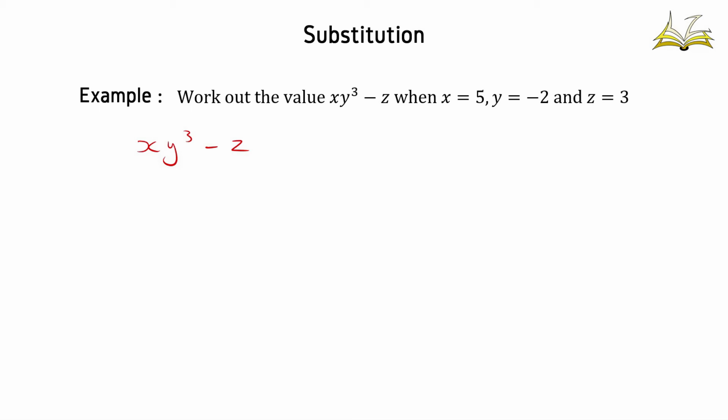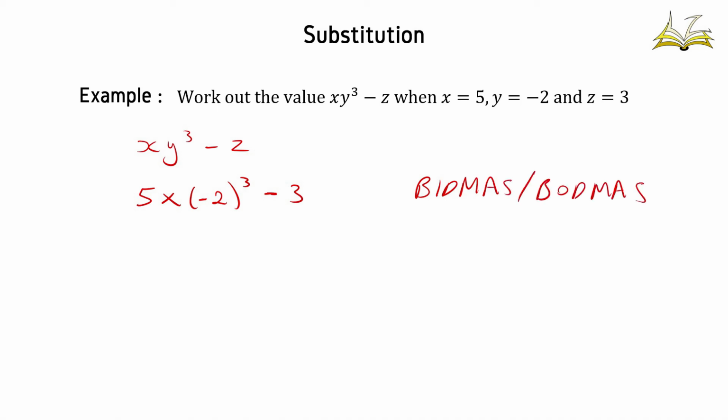And we're given values for each of those terms. So for instance, we'll be told that x is 5, so we'll replace our x above with the number 5. And from what I've previously stated earlier on in the course, xy cubed basically means x multiplied by whatever y cubed is. So in this case, it's 5 multiplied by minus 2 cubed. And then we're going to take away the value for z, which is 3.